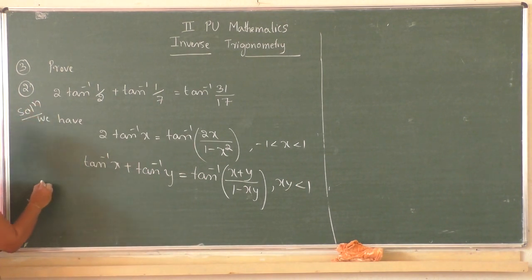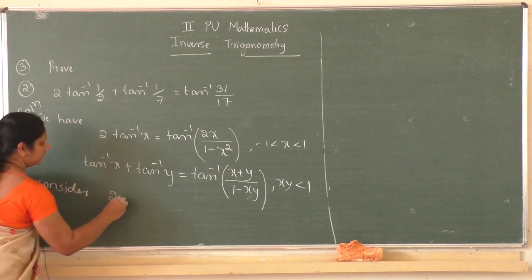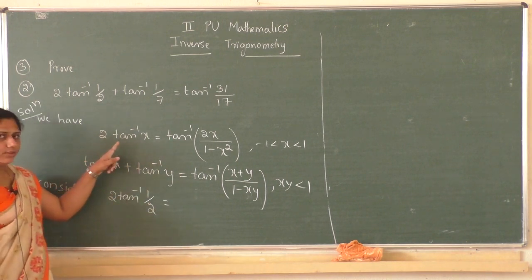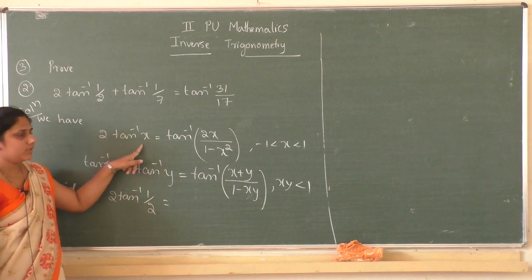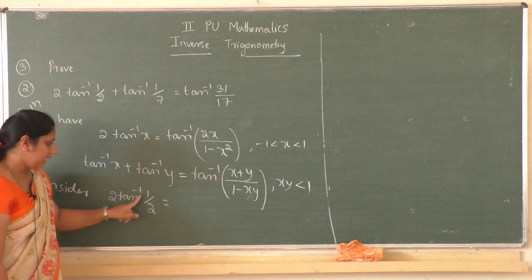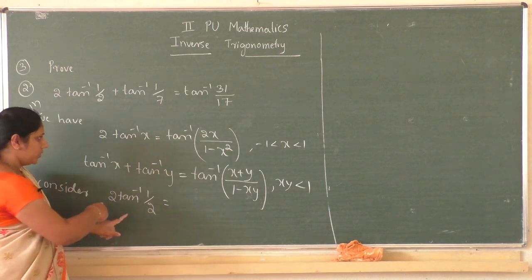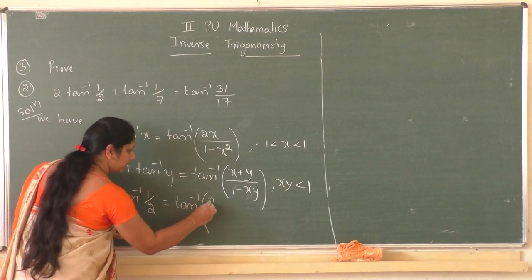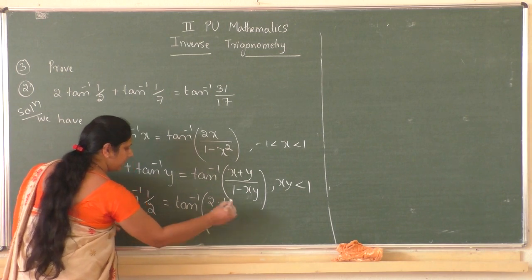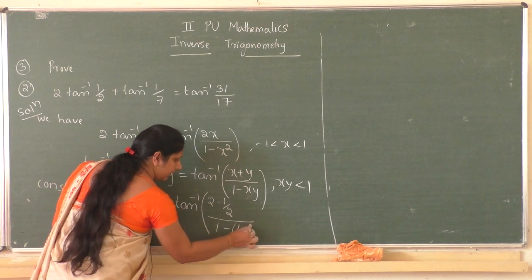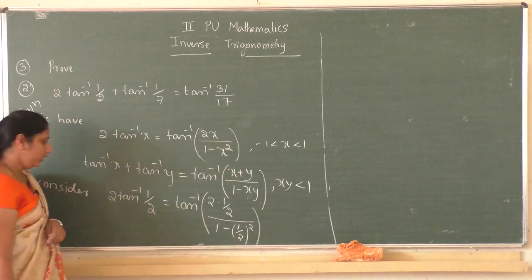So first we will consider the term 2 tan inverse half. We have to use the first formula, that is 2 tan inverse x equals tan inverse of 2x by 1 minus x square. In the place of x we have 1 by 2. So 2 tan inverse 1 by 2 equals tan inverse of 2 into 1 by 2, divided by 1 minus 1 by 2 whole square.